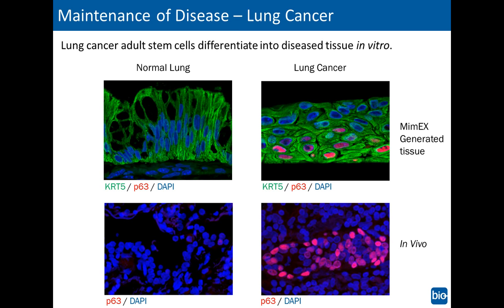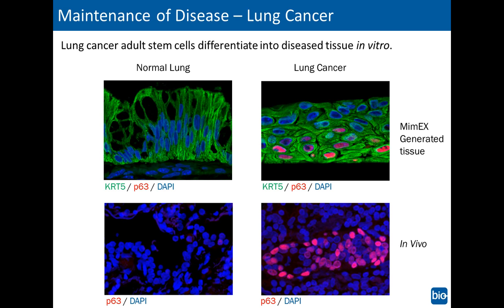So again, we have the maintenance of disease, and we did this in our own lab as well. In this case, we got a biopsy from a lung cancer patient in which we derived the stem cells from the cancer tissue as well as from normal adjacent tissue. And on the left, you'll see the ALI differentiation from the normal lung. You have this nice KRT5 positive pseudo-stratified columnar cells that are low in P63. On the right, you see this stratified squamous epithelium, which is high in P63, a cancer marker. And this is typical of many types of cancer.